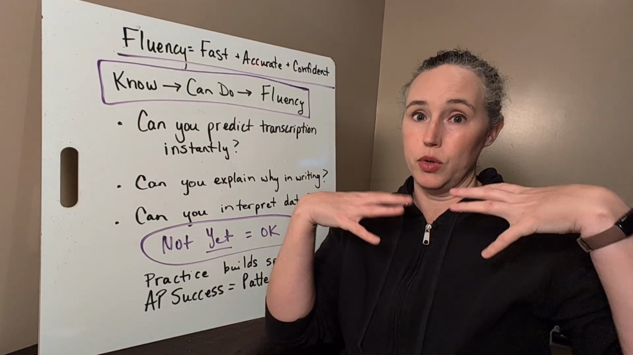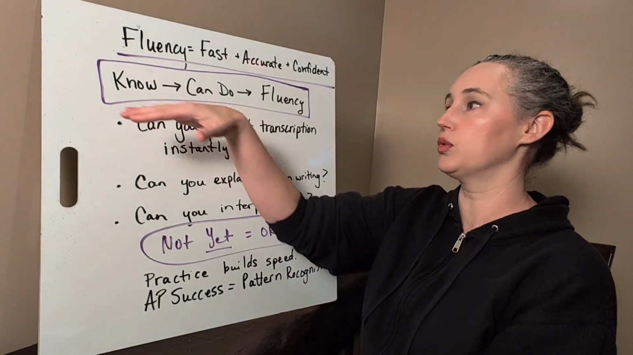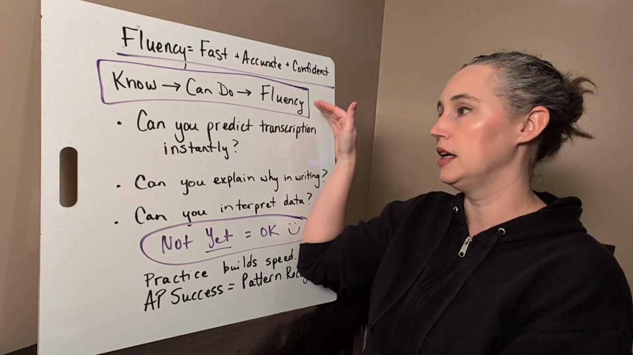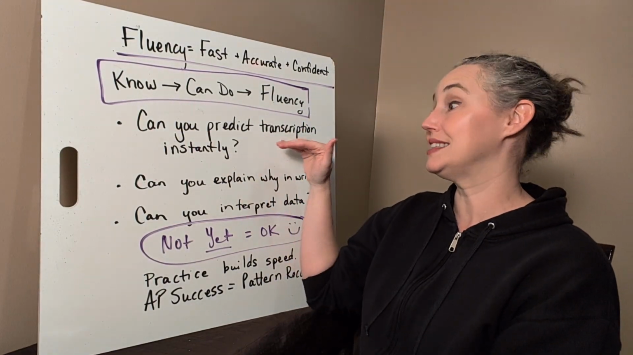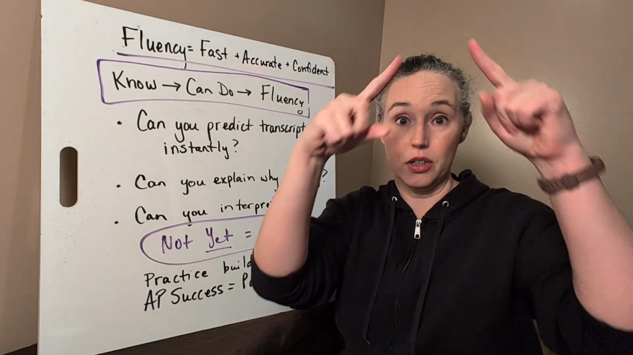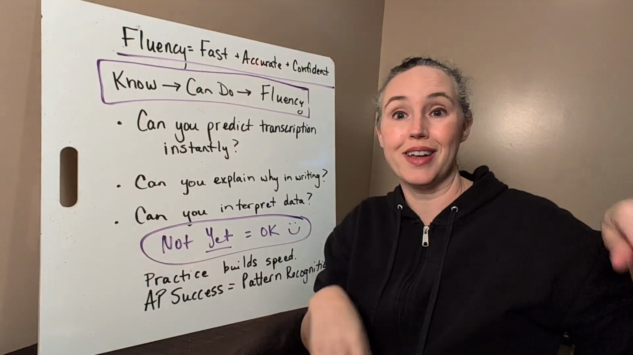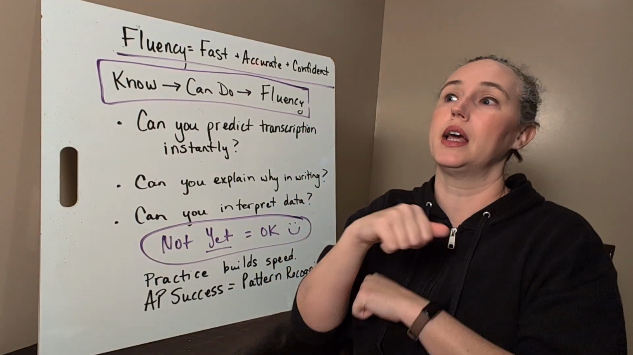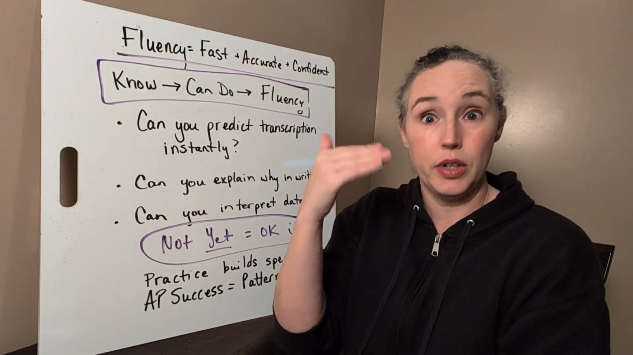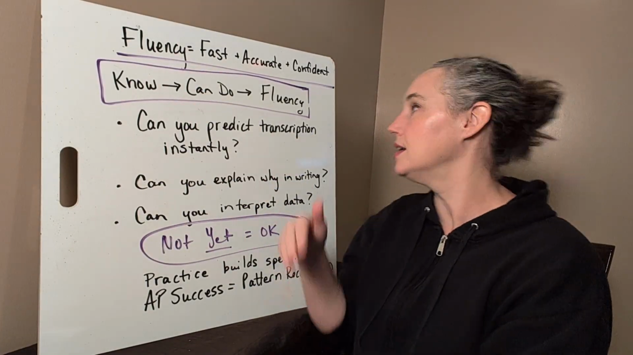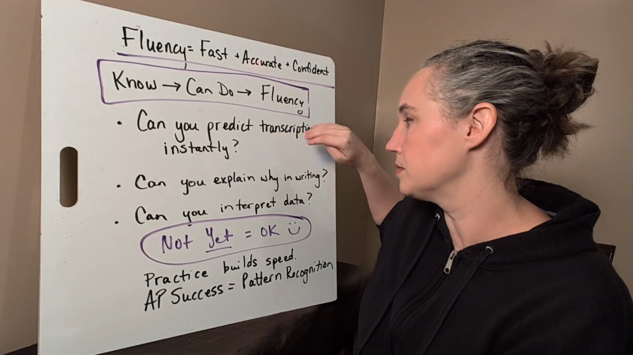So I gave you several study tips, but what you want to be thinking to go from no to can do to fluency, so you know you're at the point of being ready to roll with it, is if you can predict transcription instantly. So in my little tree branch, my little will transcription occur given lactose or glucose, and if the repressor or the CAP protein is present or absent, you need to be able to answer those instantly. And when you can, you know you're moving into fluency mode. If not, that's okay. It just means you need more practice.